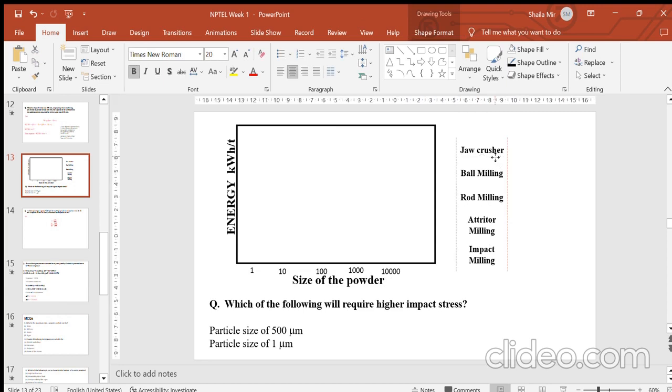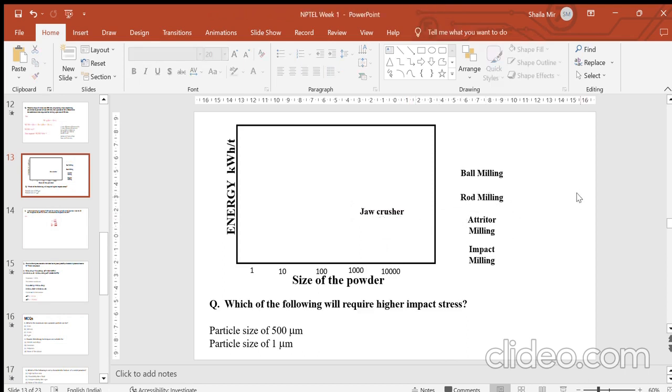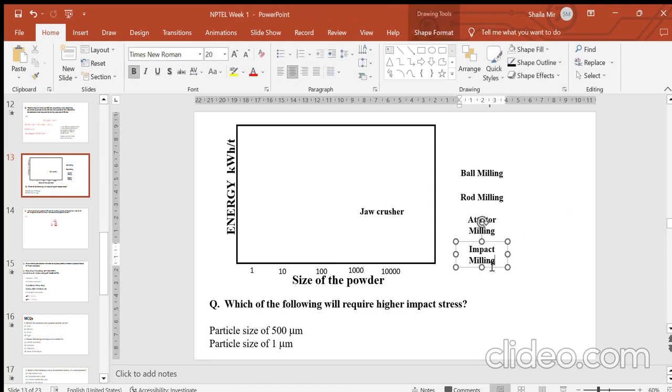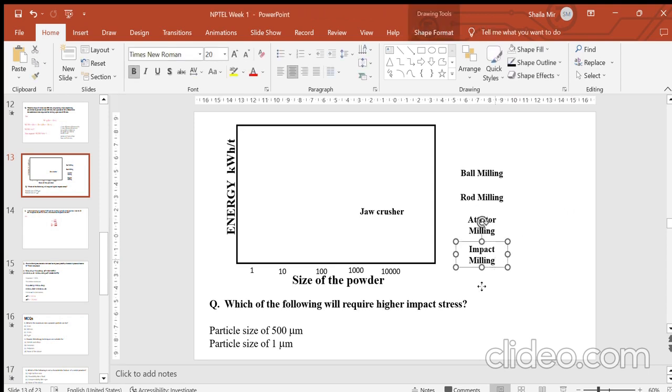So where appropriately should we place these mills or these crushers in this energy versus size of the powder graph? For example, if I go for the jaw crusher, I know that for a jaw crusher I will have a larger, coarser particle size. So the energy required will be comparatively lower as compared to other mill types. So the jaw crusher, I'll place it somewhere here, where the energy is significant but it is a larger particle size. This is just a random positioning of these mills, but it helps to understand the relationship between the particle sizes and the energy, and based on that, what appropriate mill we should utilize.